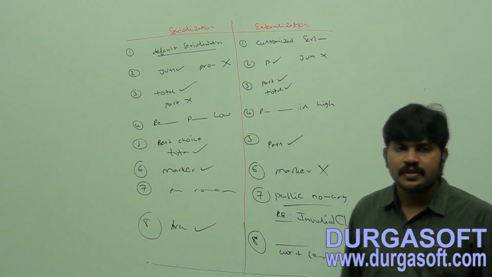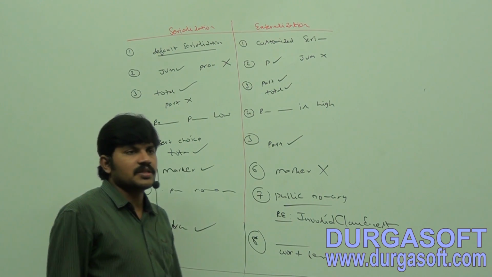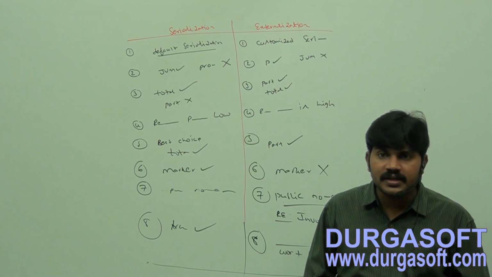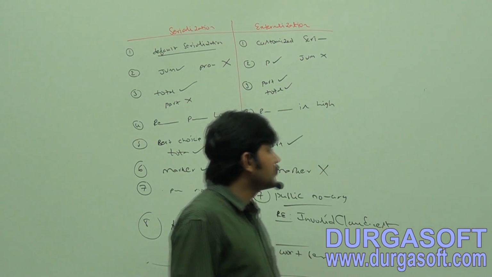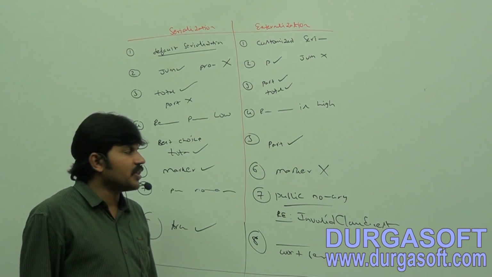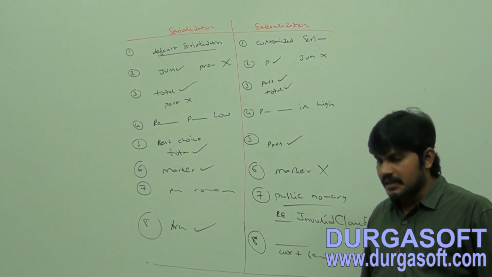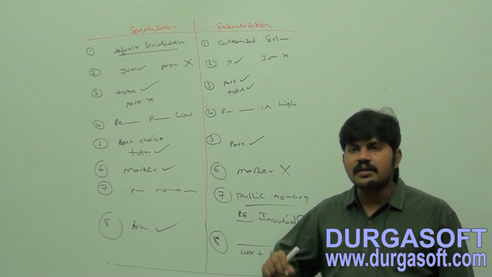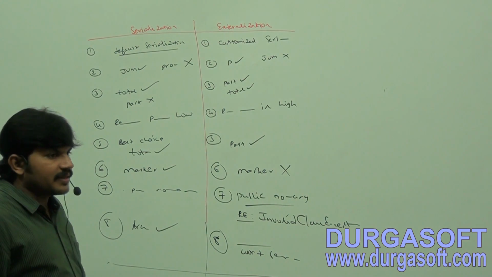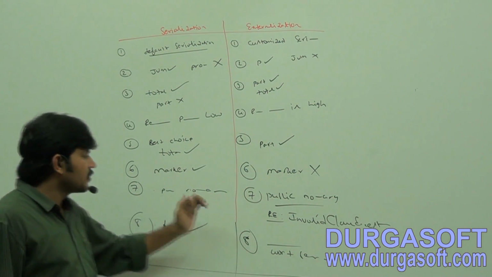The Externalizable interface contains two methods: writeExternal and readExternal. And hence it is not a marker interface. Are you getting the point? Right? Okay, next one.